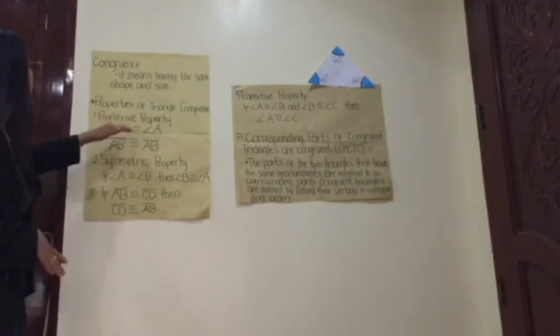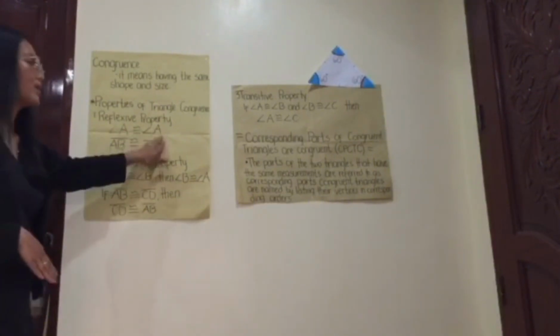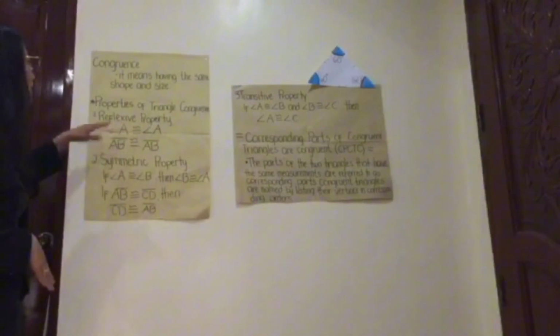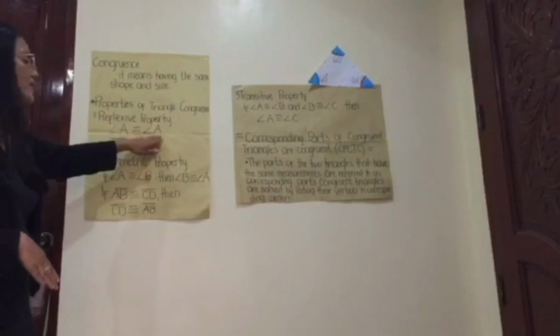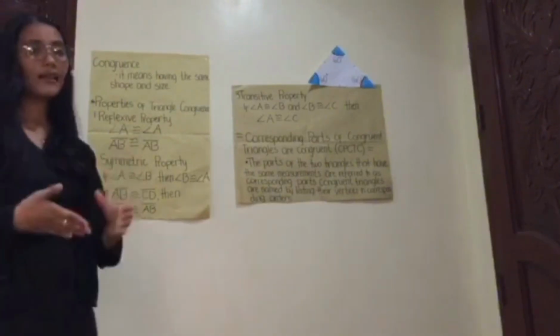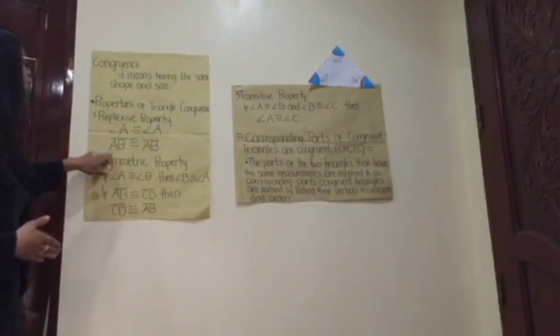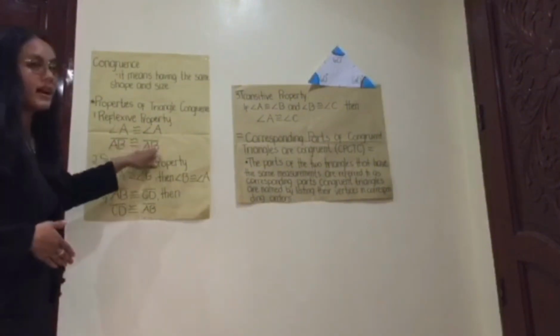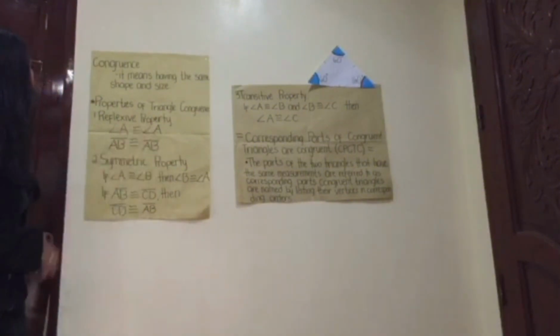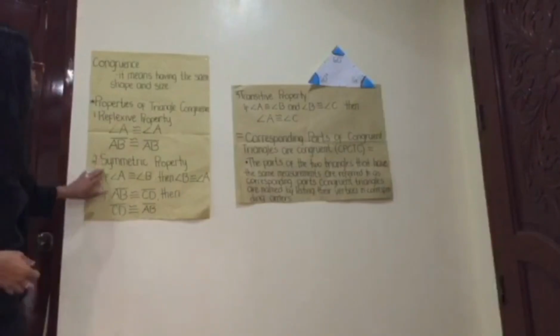So, example, if angle A is congruent to angle A, which means that it is congruent to itself. So, line AB is congruent to line AB. Okay. So, the second one is symmetric property.